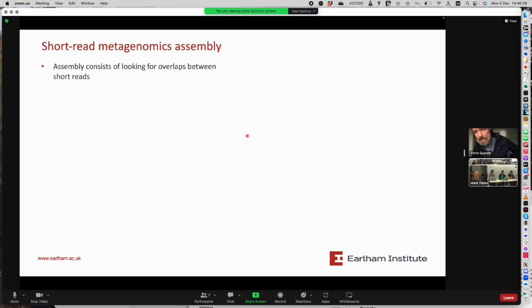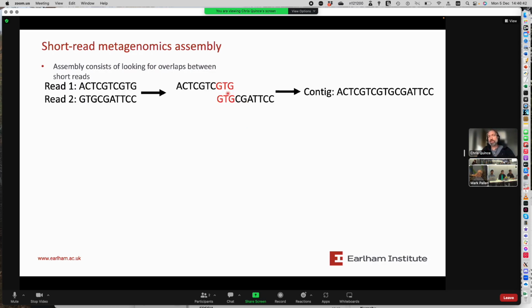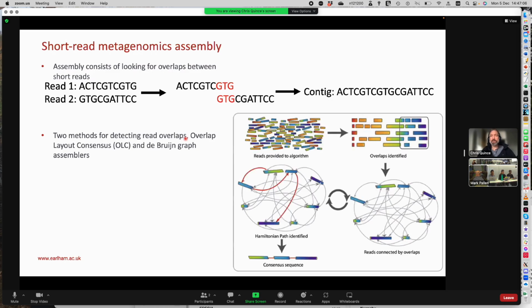Okay, all right, so go back to the theory of assembly. Essentially, it's quite straightforward. We're looking for overlaps between our reads that enable us to join them together into longer sequences. So this would be a very simple example. We've got two reads, they overlap, we can make a longer sequence, easy. Now, we're going to go into this in more detail when we do long read metagenomics, but in principle, there's two sort of major different types of assemblers. One are known as overlap layout consensus, and the other De Bruijn graph assemblers.